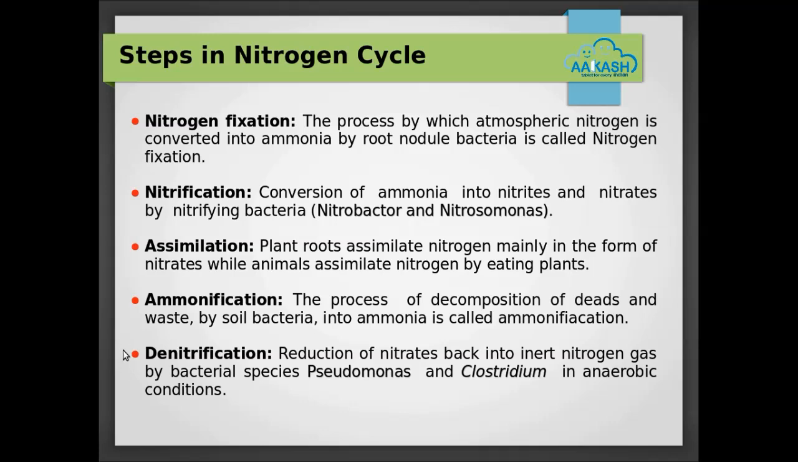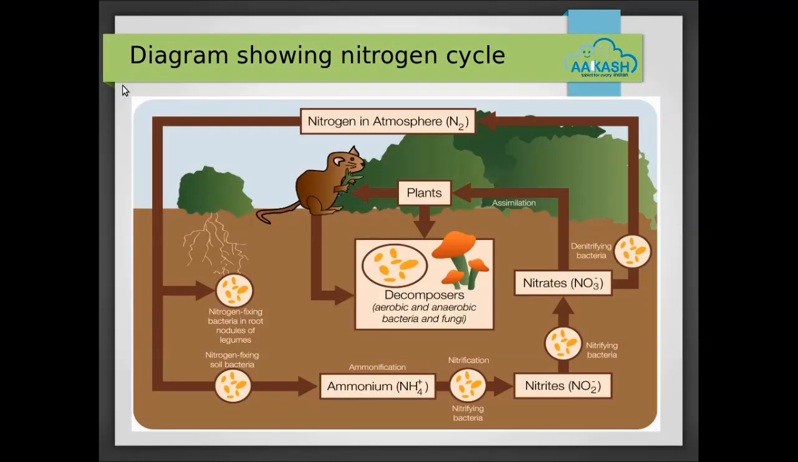The process of degradation of nitrates in the form of nitrogen by denitrifying bacteria like Pseudomonas and Clostridium is called denitrification. This is a diagram showing the nitrogen cycle.